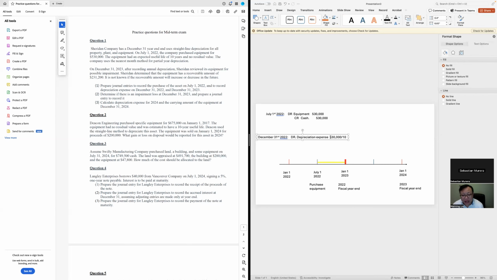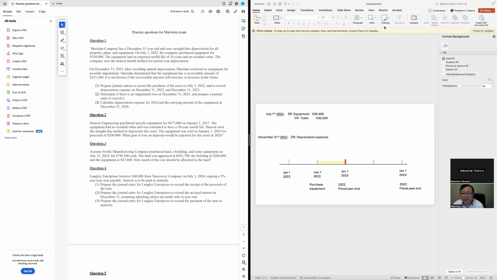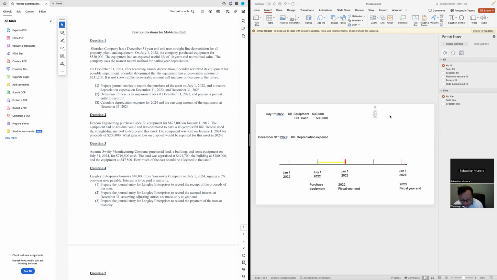So we know that we are using straight line amortization, right? So in the question, this is the straight line amortization method. And we know the original cost is 530,000. The residual value that was given is no residual value, so residual value is 0. And useful life is 10 years. 10 years. Very good.